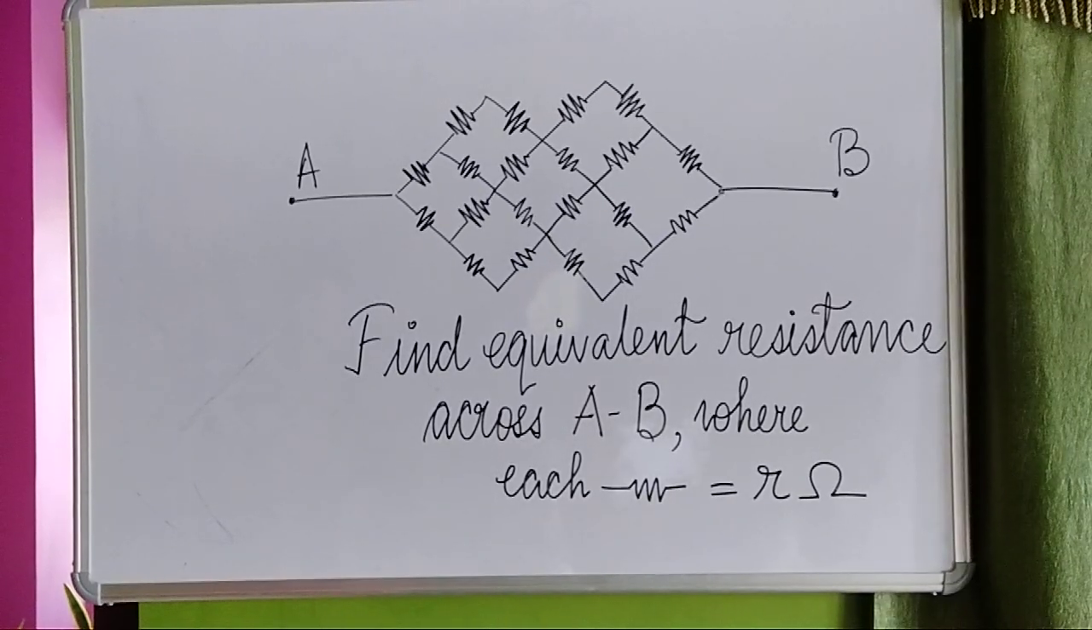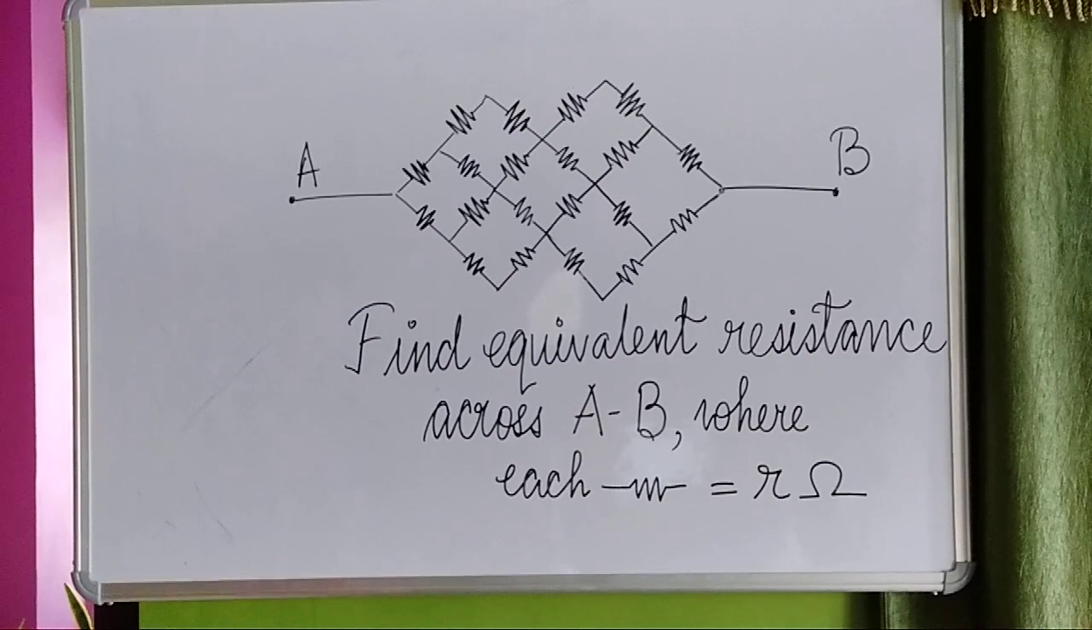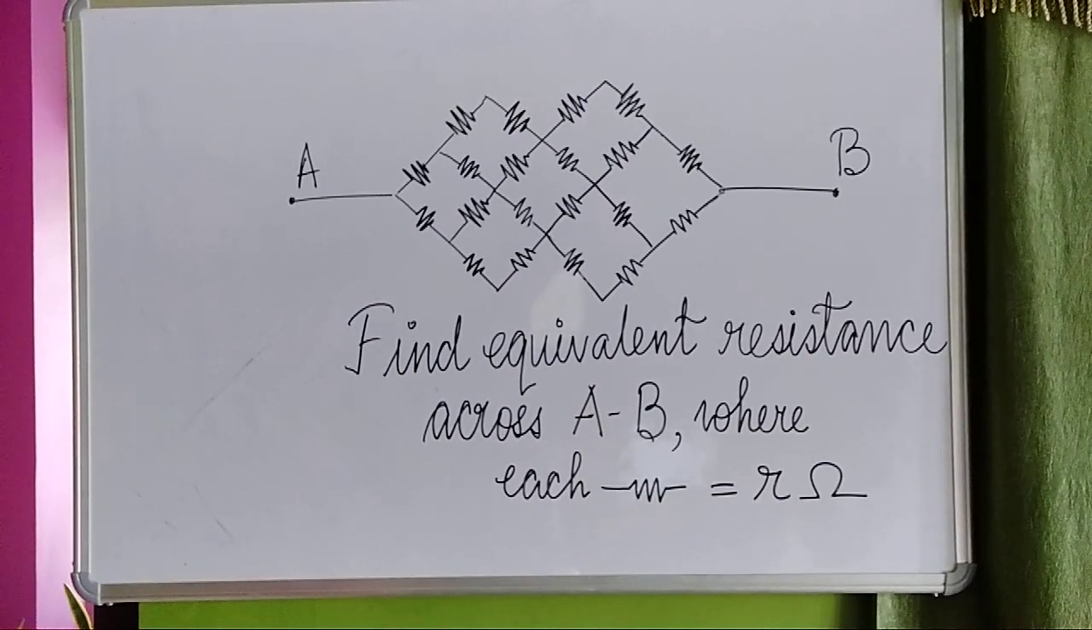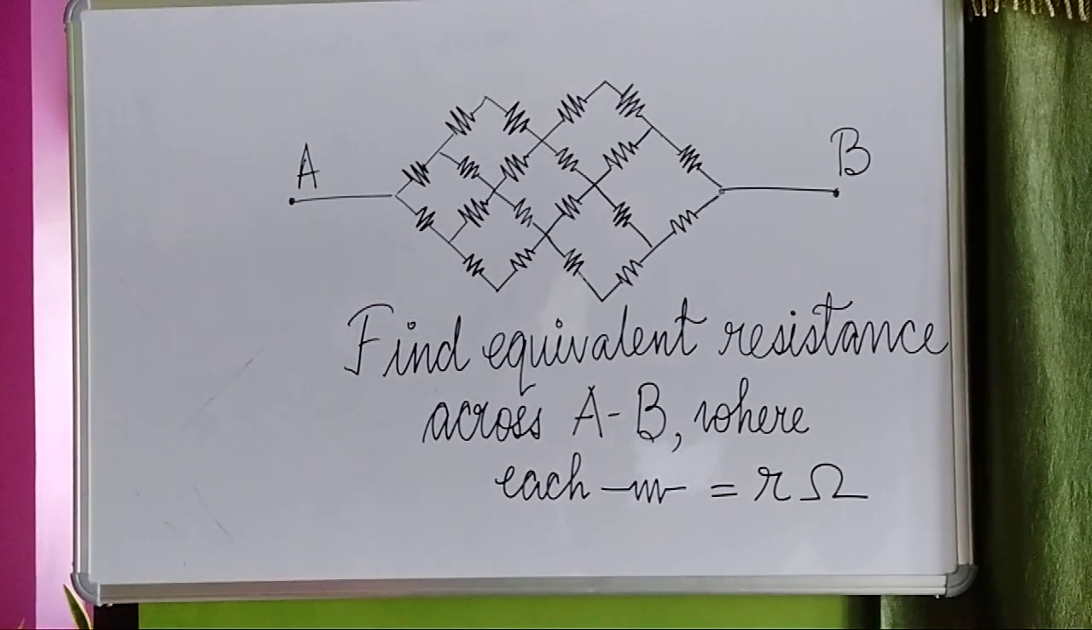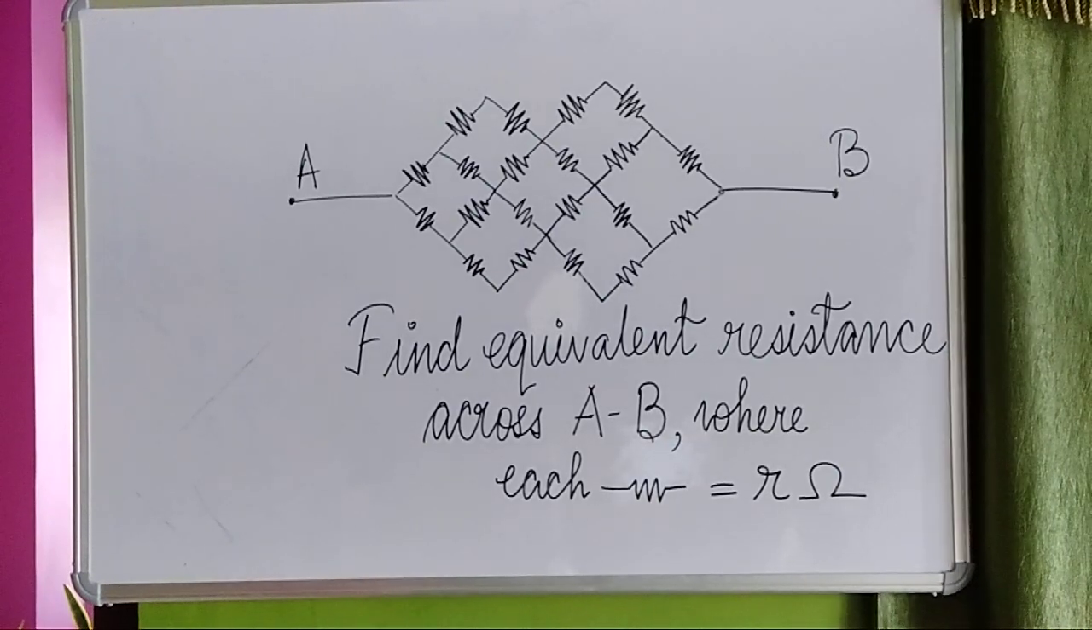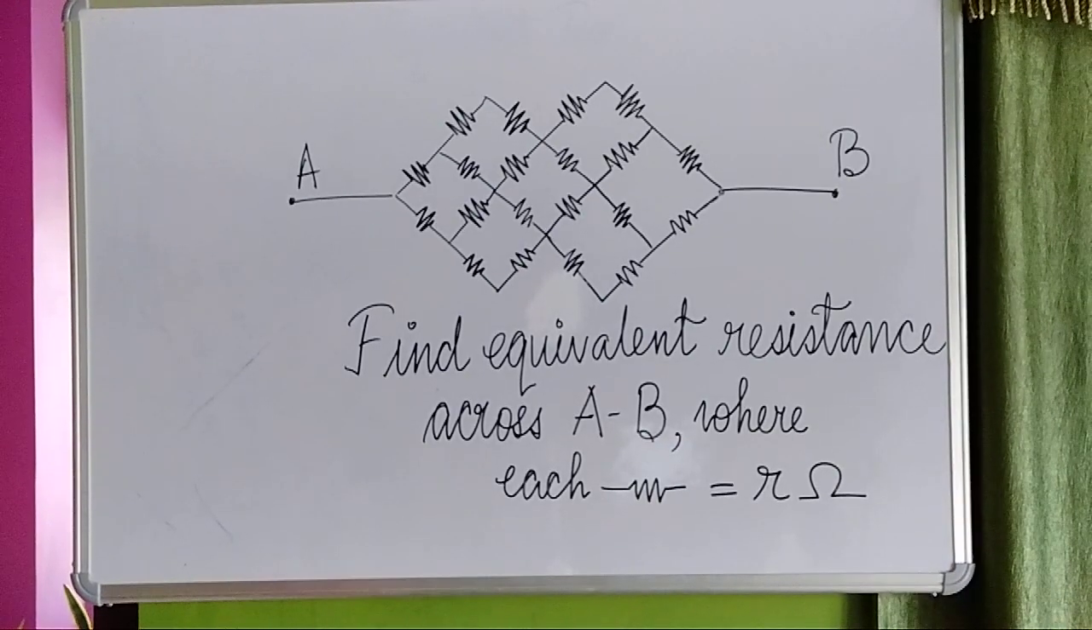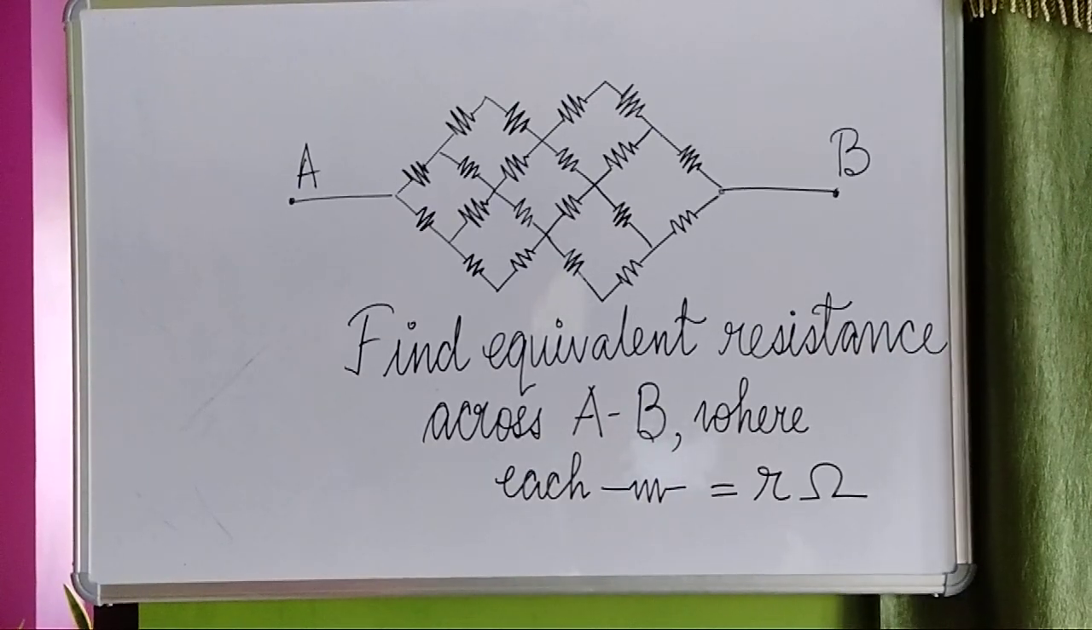The equivalent resistance across the points A and B, where each of the resistances shown in the figure has the value of R ohms. What is coming to your mind when you see such kind of a problem?